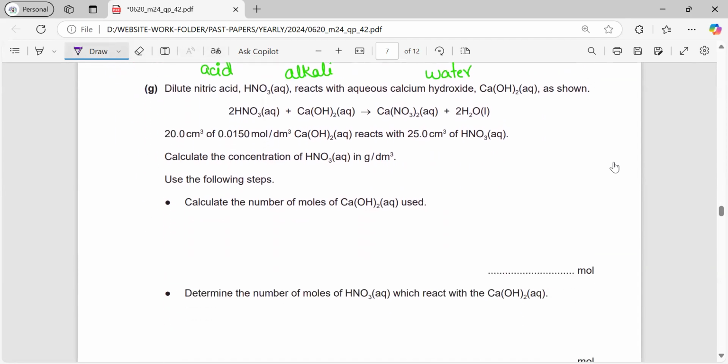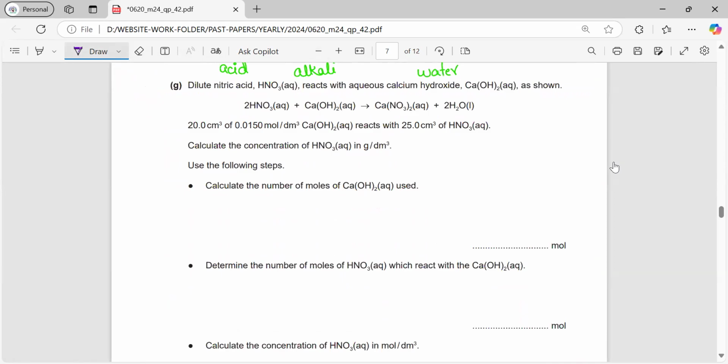Then we have this moles question. Dilute nitric acid reacts with calcium hydroxide, and the reaction is shown. 20 cm3 of 0.0150 mol/dm3 calcium hydroxide reacts with 25 cm3 of nitric acid. Calculate the concentration of nitric acid in g/dm3.